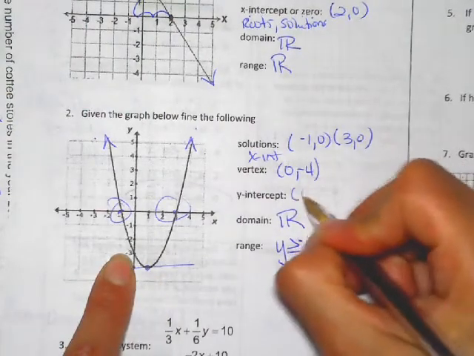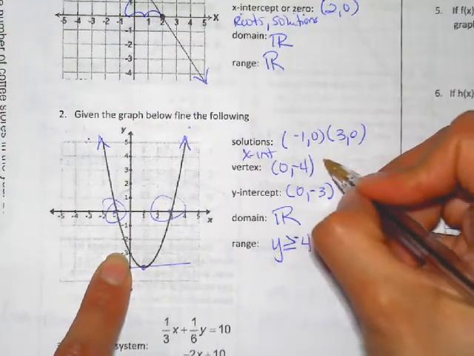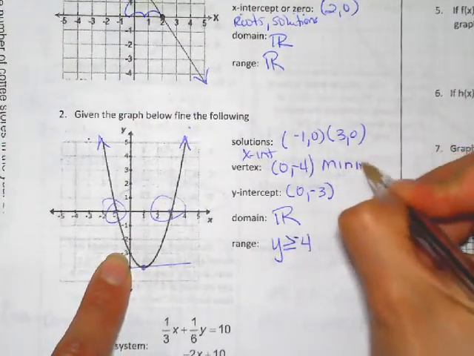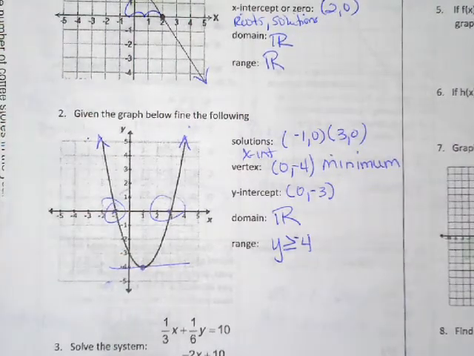Y-intercepts, just where it crosses the y-axis. Also, just a quick review there, this vertex is a minimum because it's the lowest value in our parabola.